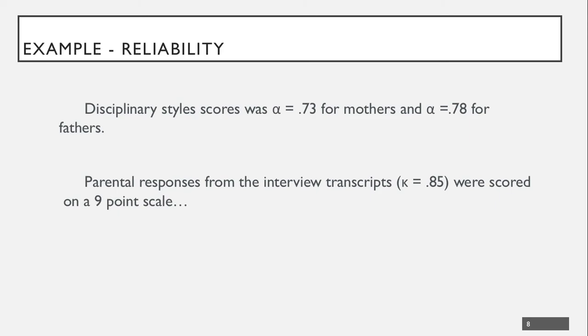So they were assessing inter-rater reliability. So kappa, Cohen's kappa, is for inter-rater, and Cronbach's alpha is for inter-item. And that's the different types of reliability.